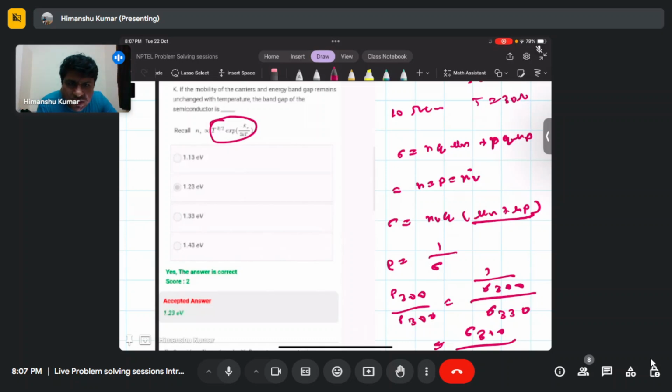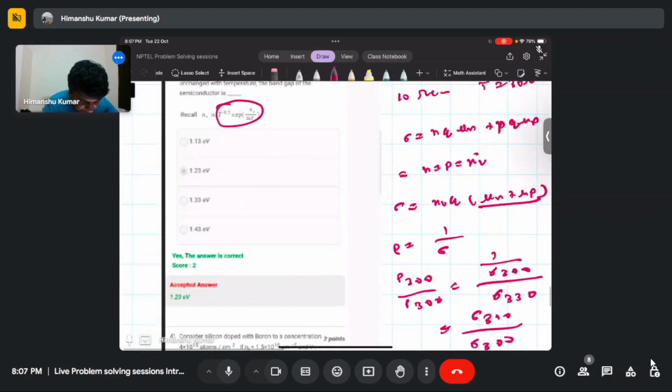Will you be able to solve this? Yeah, just figure the numbers out.